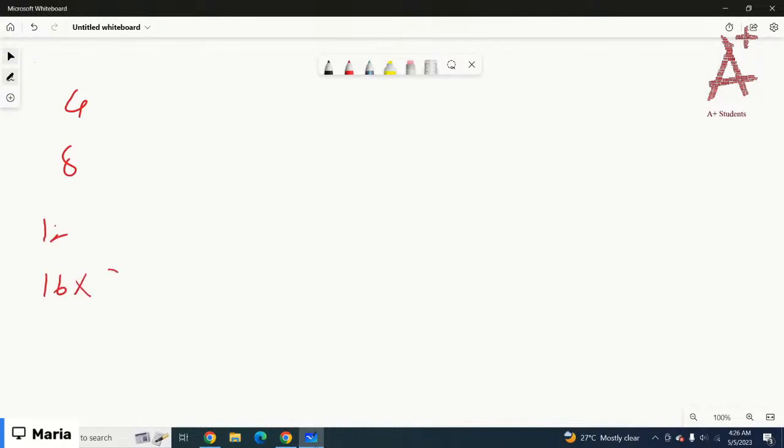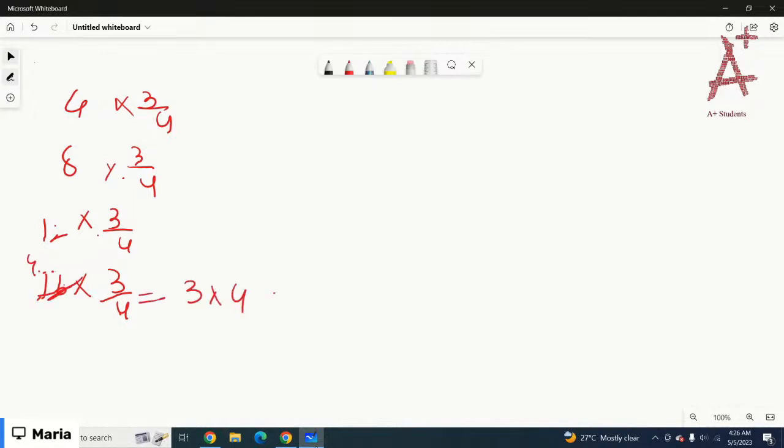Let's just multiply each value by 3 over 4. Okay, let's just divide each value by 4. 16 over 4, 4 times 1 is 4 and 4 times 4 is 16. So it would be 3 times 4 is 12. 4 times 1 is 4, 4 times 3 is 12, 3 times 3 is 9.